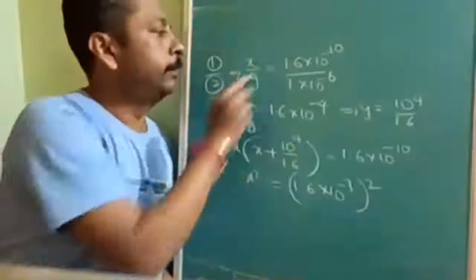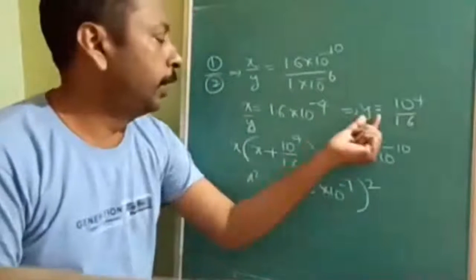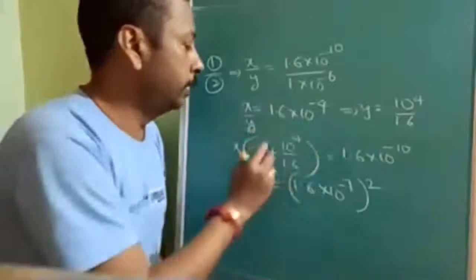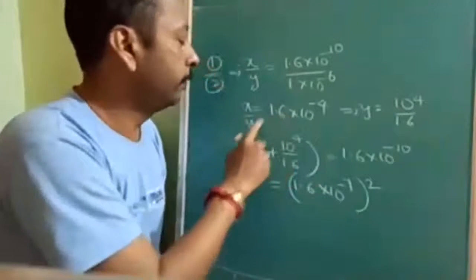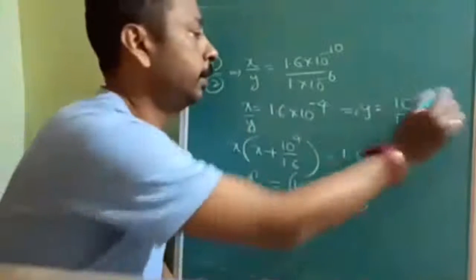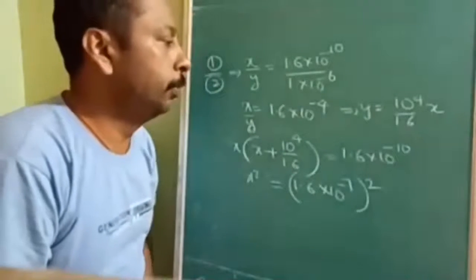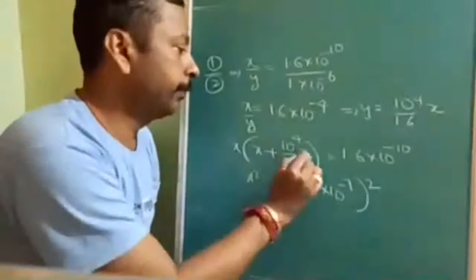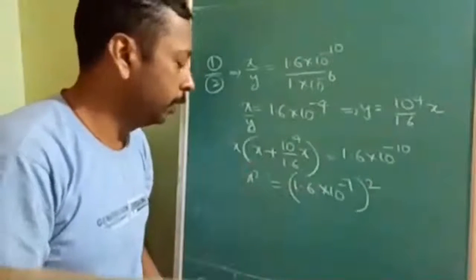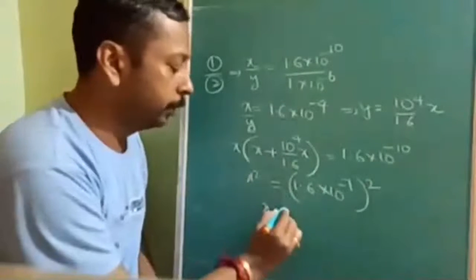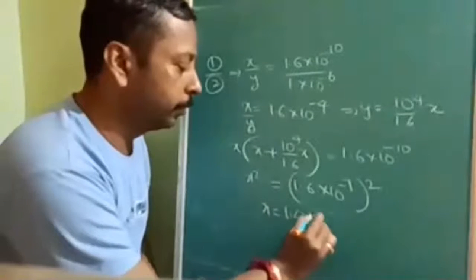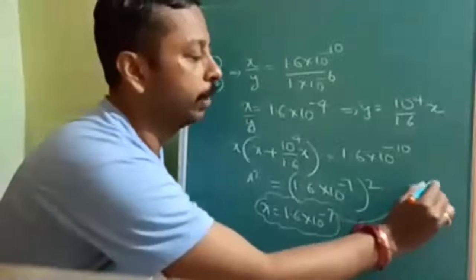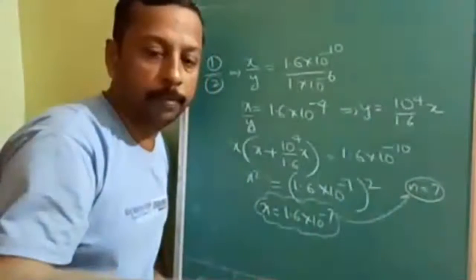See here, X by Y we got. So I am writing the Y value in terms of X. Y is equal to 10 to the power of 4 into X upon 1.6. Now I am putting it back here and finding out the X value. On simplification, I will get X as 1.6 into 10 to the power of minus 7. We are interested only in this. So what will the n value be? The n value will be 7.